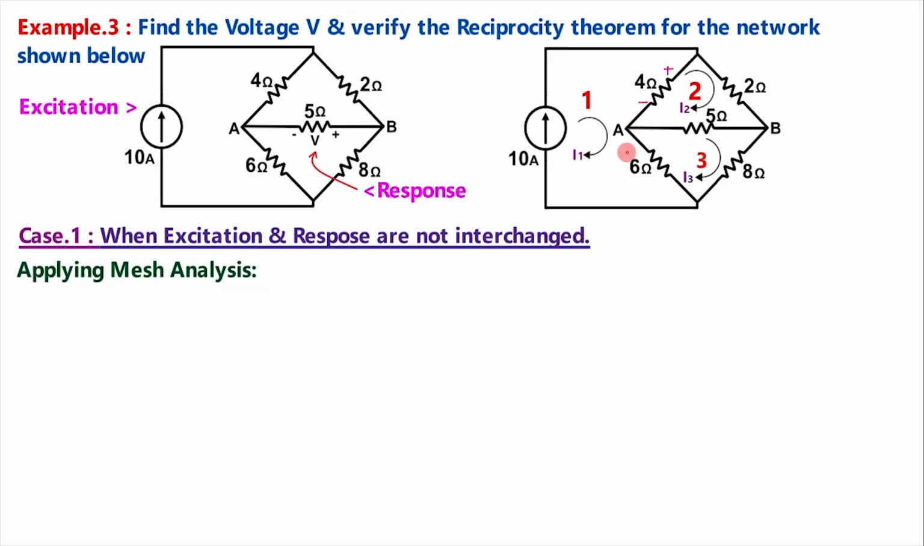Then current is entering here plus, leaving point minus. In mesh 2, in the 4 ohm resistance, current is flowing in this way, so here it is plus, this is minus. In 2 ohms plus here and minus here. In 5 ohm it is plus here, minus here. In mesh 3, here current is entering plus, leaving minus, plus, minus, here it is plus and minus.